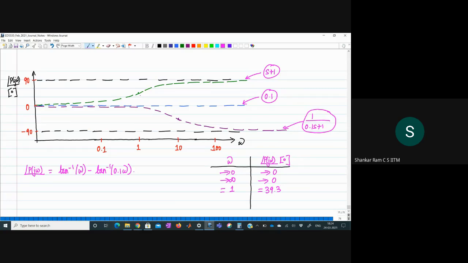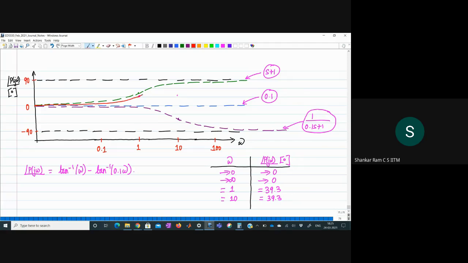So that's what we get at 1. So at a frequency of 1, we are going to have a phase of 39.3. In fact, if you calculate at a frequency of 10, once again we will have the phase to be 39.3. Okay, you can do that. It's going to be symmetric about that point, and so we are going to get something like this. So if we plot the phase plot, in fact, it will be having a shape something like this.